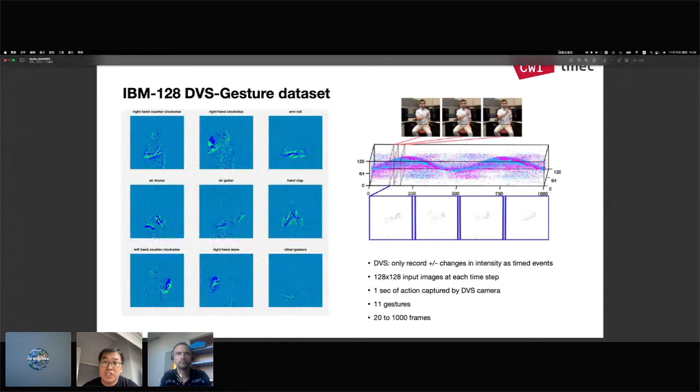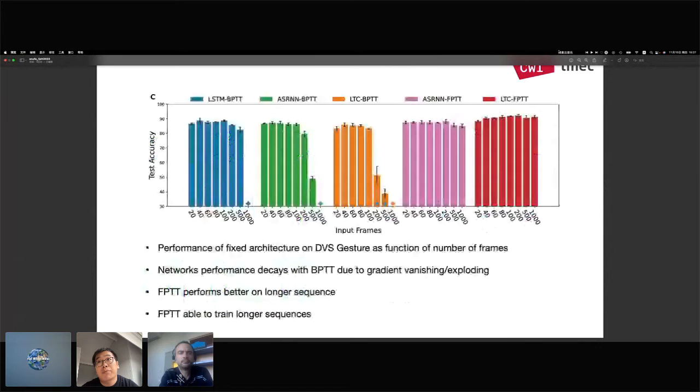It has 11 gestures, and each sample in the dataset is 1 second of the action captured by a DVS camera. Based on different upsampling frequencies, we can convert these videos into sequences of different lengths, from 20 frames to 1000 frames. For this kind of task, we're using a shallow network to verify the memory use. Here we're using BPTT and FPTT to train different kinds of neural networks.